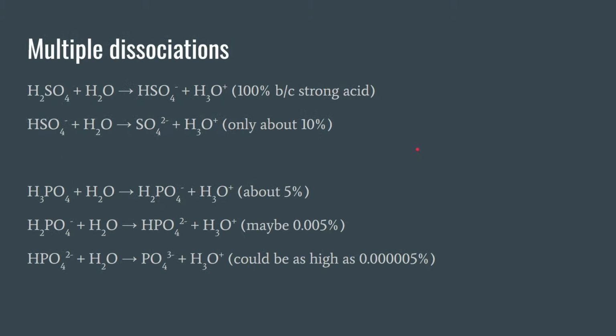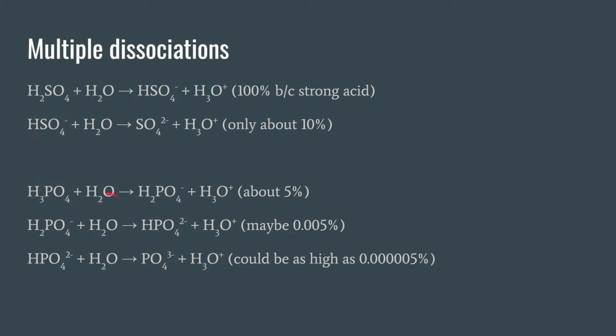So when you have multiple acidic protons, you can get multiple ionizations. H2SO4 plus water, you get bisulfate and hydronium. And this reaction goes about 100% because it's a strong acid. But HSO4-, it reacts with water to produce sulfate in solution and hydronium, but it only does that about 10%. 90% of it stays as bisulfate.